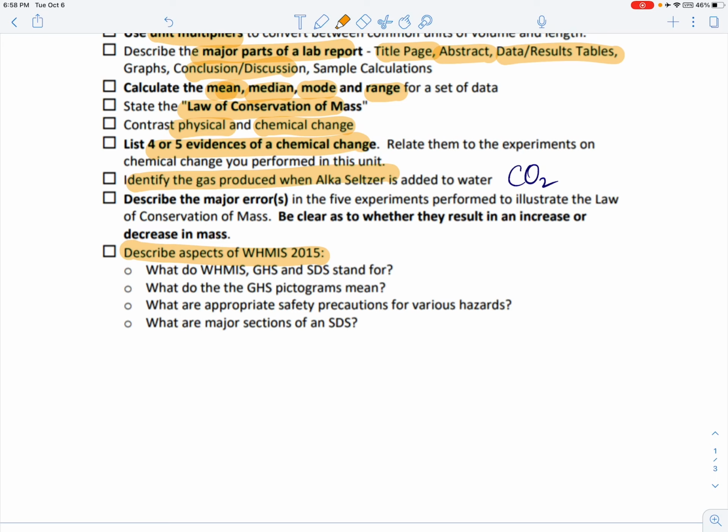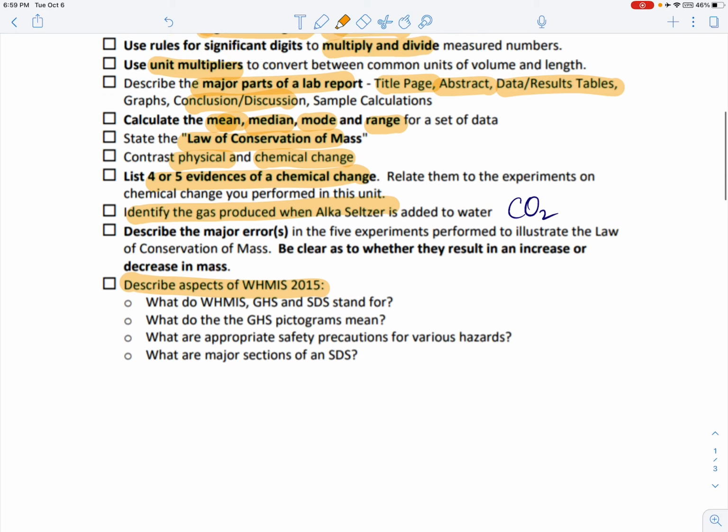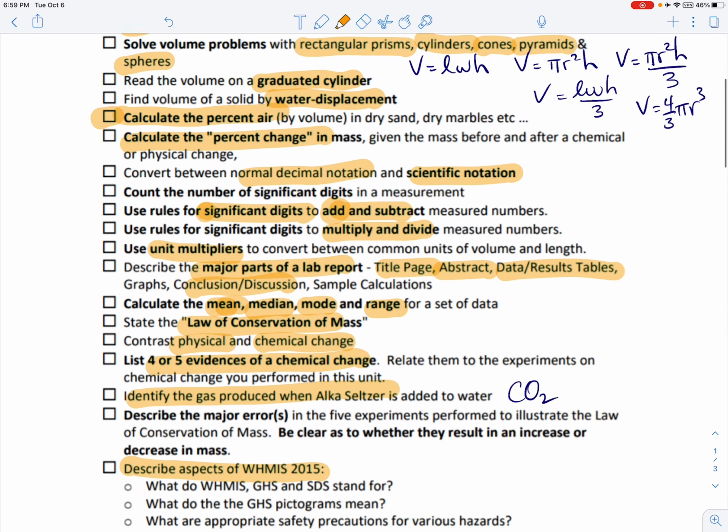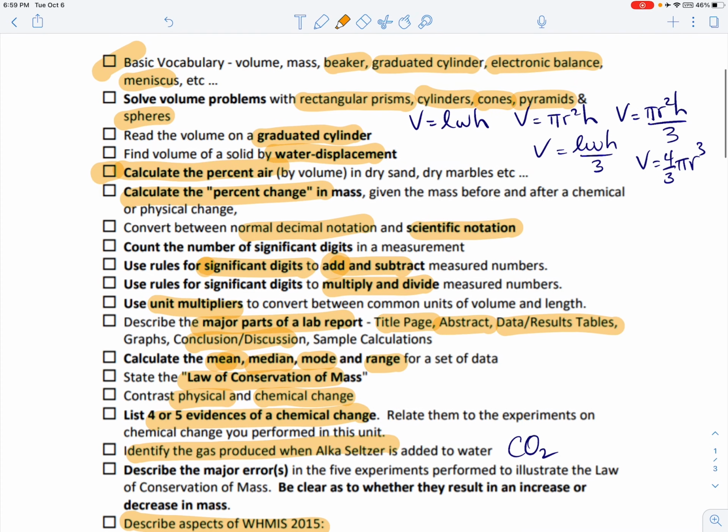Know what the various safety precautions are for various hazards. For example, if something were corrosive, you should wear gloves and safety goggles, right? If something's flammable, you should keep it away from sparks, things like that. You should also be able to understand the different major sections of the SDS. You wouldn't have to memorize them all, but if you were told a given section, for example, the chemical and physical properties section or the first aid measures section, you should know what that section of the safety data sheet is for. So this was all in the checklist.